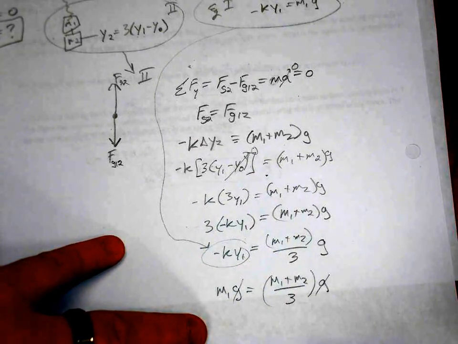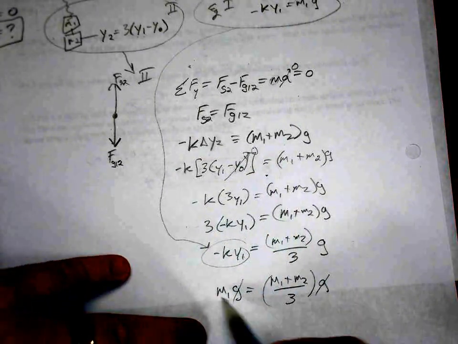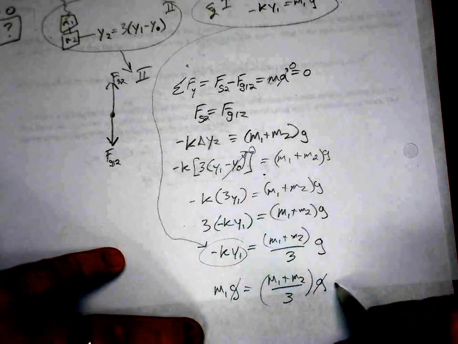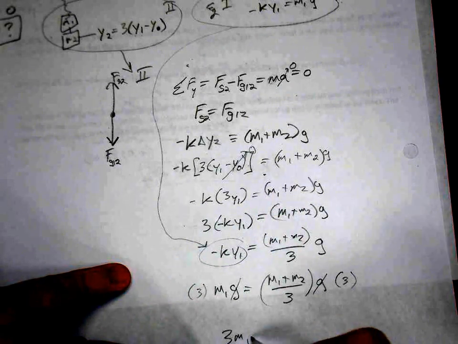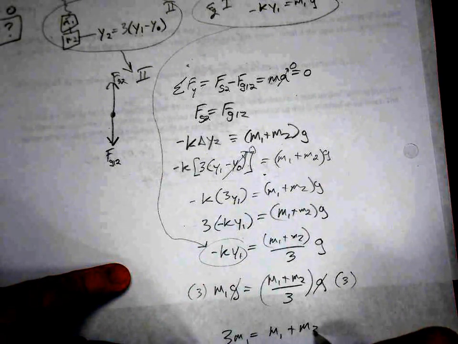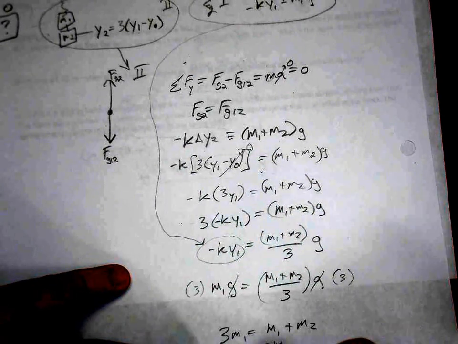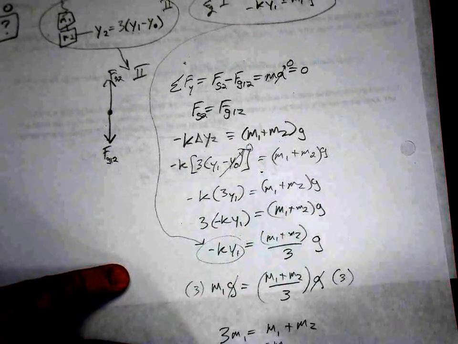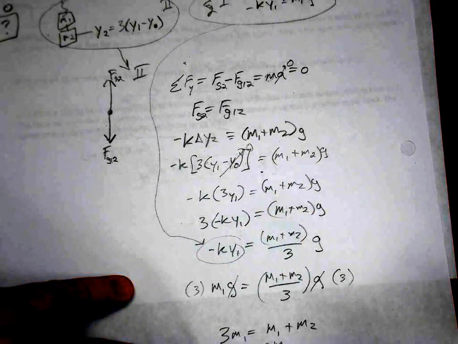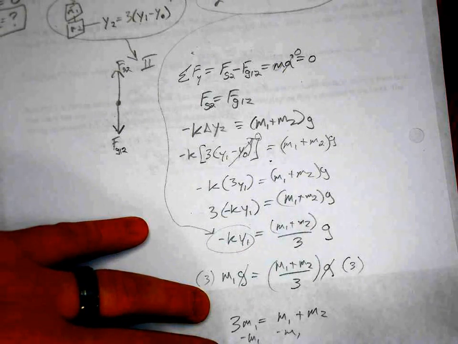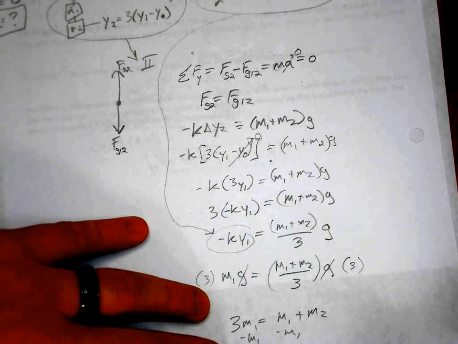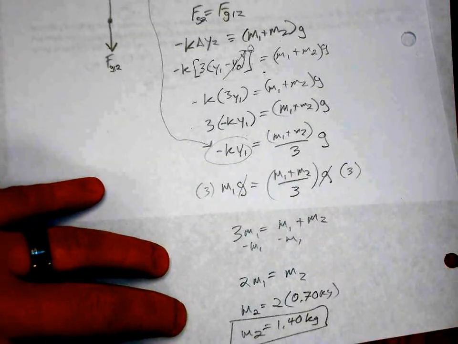All right, so g's cancel out. And now it's just a matter of solving for m2. Multiply each side by 3. So 3m1 equals m1 plus m2. Subtract m1 from each side. So we have 2m1 equals m2. And therefore m2 equals 2 times 0.70 kilograms, or m2 equals 1.40 kilograms. Whoops, that's our answer.